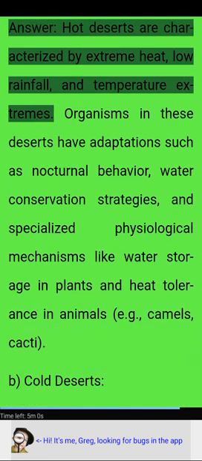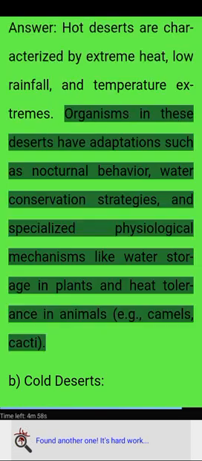Answer. Hot deserts are characterized by extreme heat, low rainfall, and temperature extremes. Organisms in these deserts have adaptations such as nocturnal behavior, water conservation strategies, and specialized physiological mechanisms like water storage in plants and heat tolerance in animals, e.g., camels, cacti.